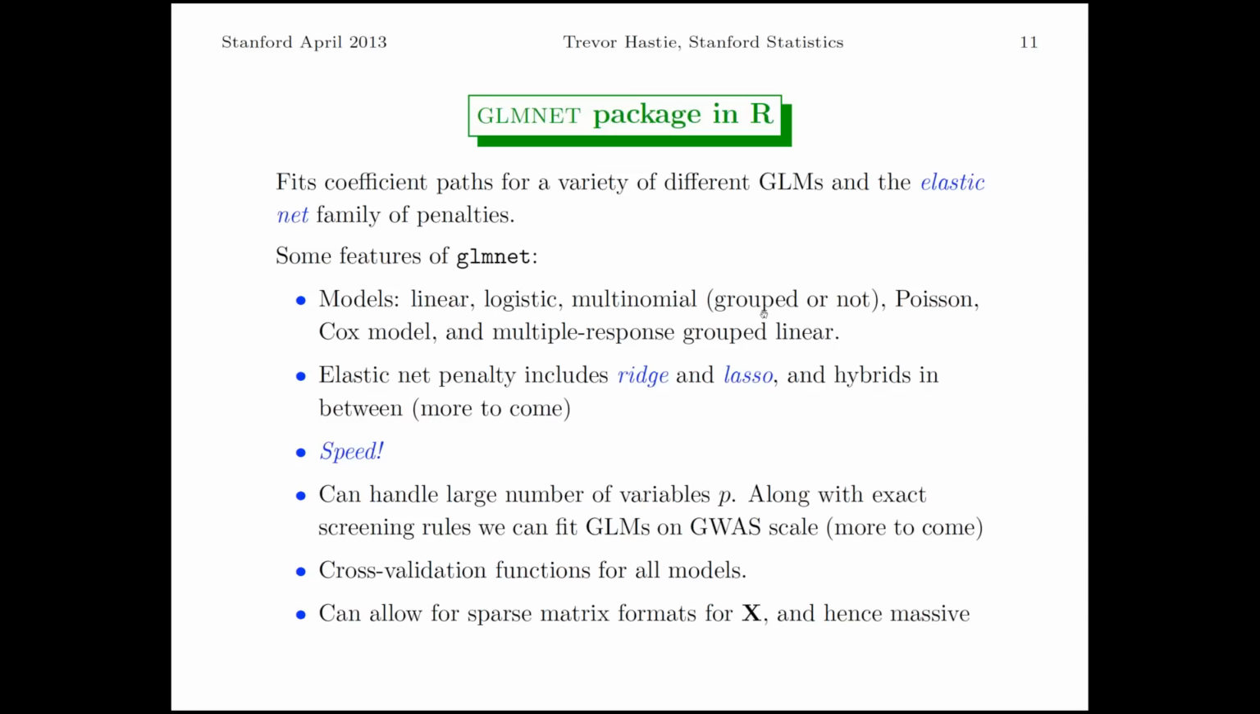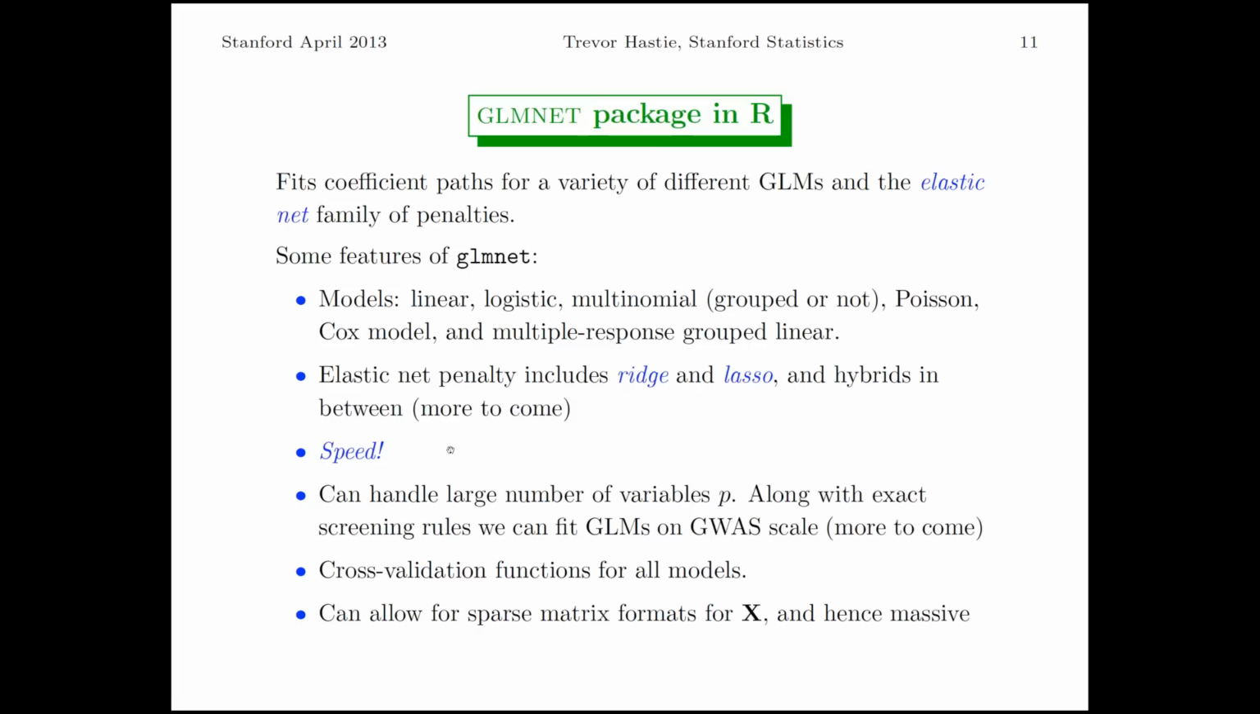And grouped means, as I'll do one of these in the example session, in multinomial regression, you have essentially a linear predictor for each of the classes. And what group does is it selects the coefficients for a variable for each of those functions, for each of the classes simultaneously, in or out. Or you can have it not grouped. Poisson regression and the Cox model, and also multiple response grouped linear regression. As I mentioned, the elastic net penalty includes the ridge and the lasso and hybrids in between.